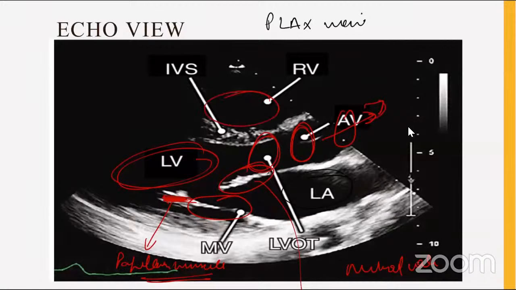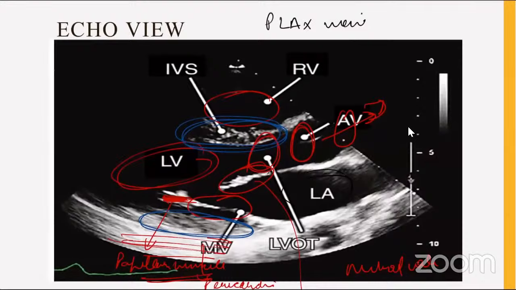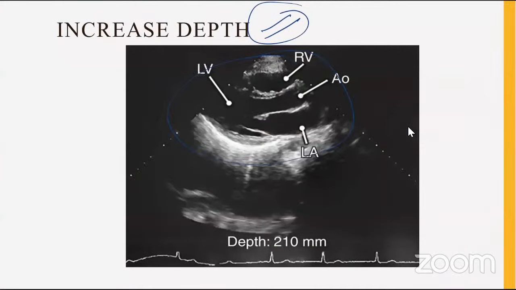Here this cavity is RV. Then we have this interventricular septum, posterior wall, and behind the posterior wall, this shining structure that is there is pericardium. This is how the anatomical structure will look in a parasternal long axis view, or we can call it PLAX view. We can also increase the depth. So the structures we are seeing here, the same structures we are seeing here, but the depth here is increased.